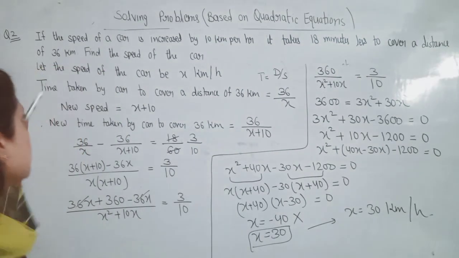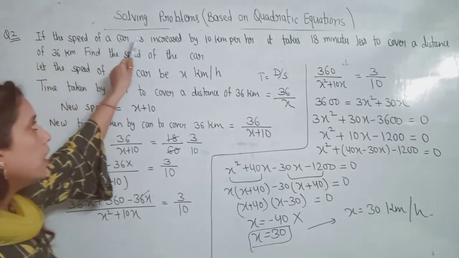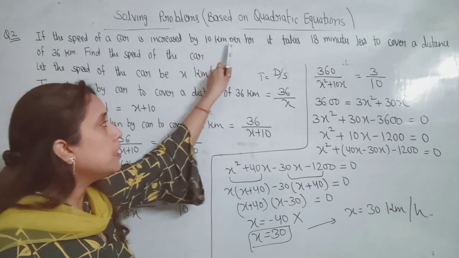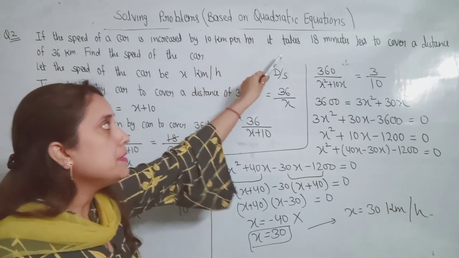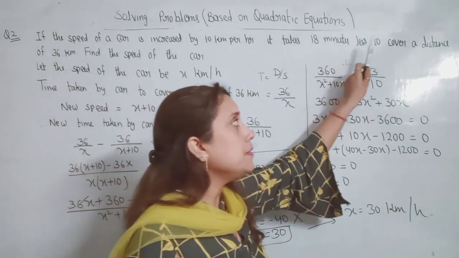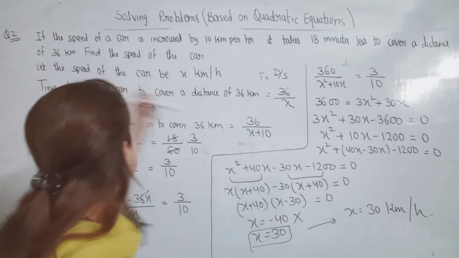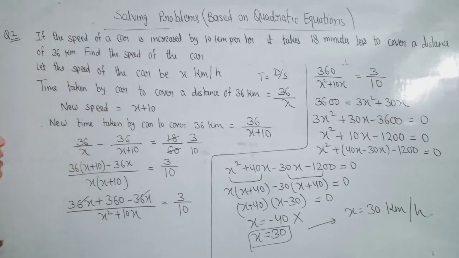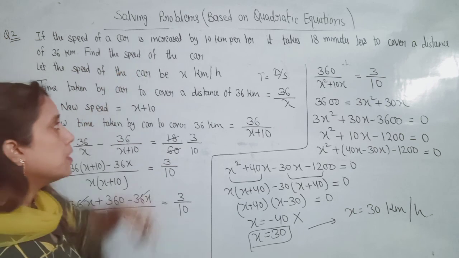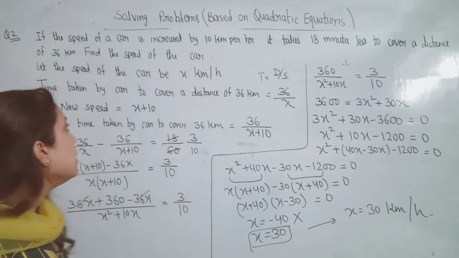The question is: if the speed of a car is increased by 10 km per hour, it takes 18 minutes less to cover a distance of 36 km. Find the speed of the car. So how to make the equation?